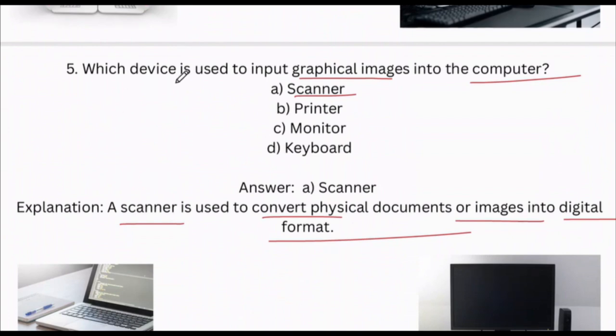Which device is used to input graphical images into the computer? Scanner, printer, monitor, keyboard. It is scanner. Scanner is used to input graphical images into the computer. A scanner is used to convert physical documents or images into digital format.